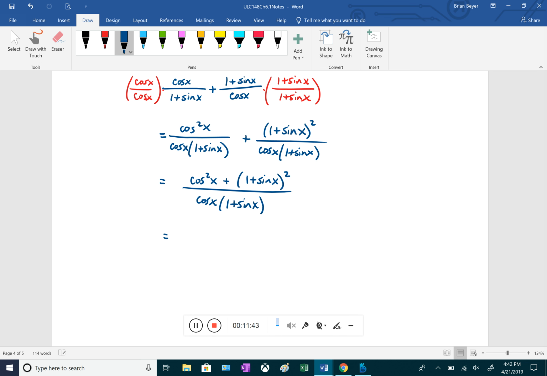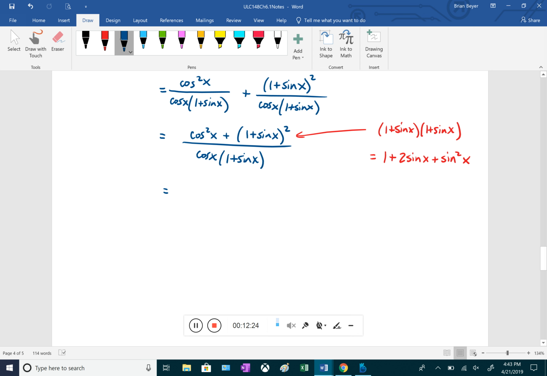Let's work on simplifying that numerator here. That portion on the right, 1 plus sine x squared, is equal to 1 plus sine x times 1 plus sine x. We can FOIL that out, distribute that and expand it. That would be 1 plus sine x plus sine x plus sine squared. Combine the middle terms, and we end up with 1 plus 2 sine x plus sine squared x. That is just FOILing and combining the middle terms. Filling that in now, we have cosine squared plus 1 plus 2 sine x plus sine squared x, over cosine times 1 plus sine.